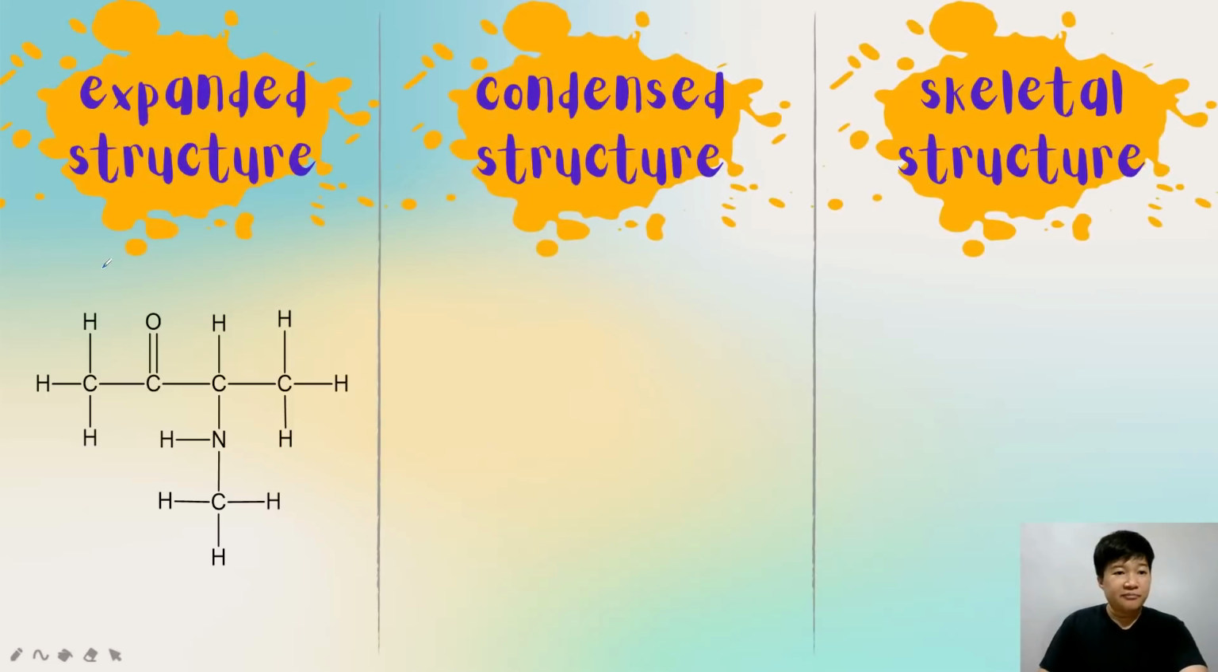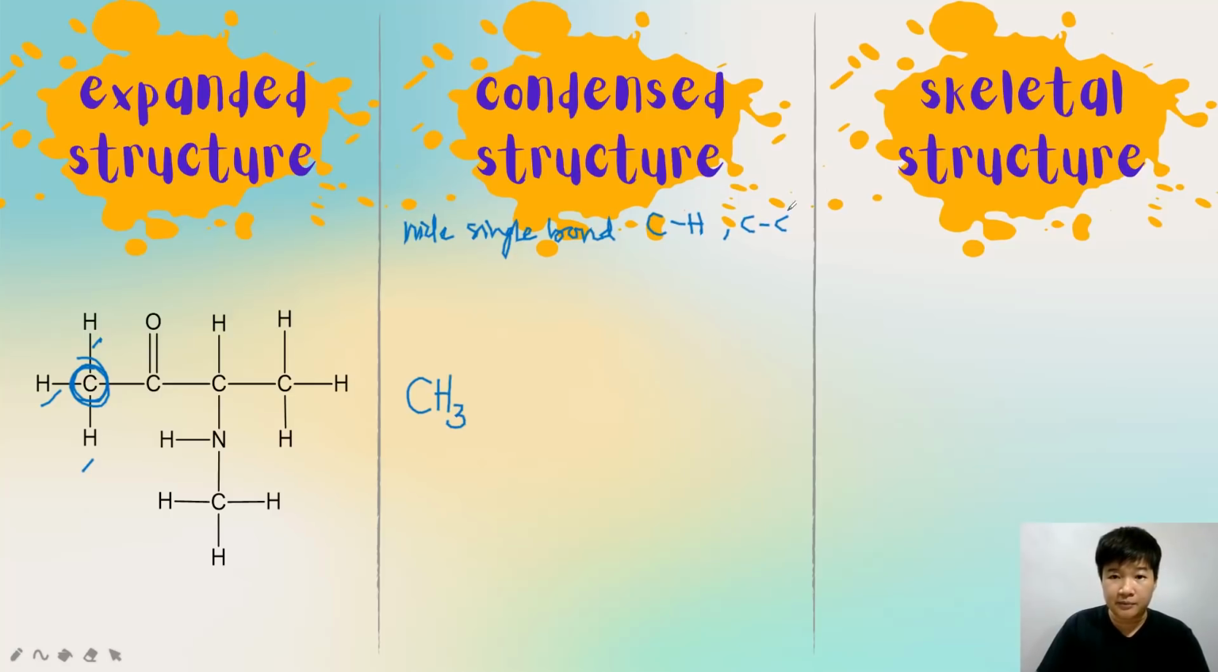Simple. Let's do a few examples. I have my expanded structure over here. We are going to change this expanded structure to the condensed and also to the skeletal. So let's see. My expanded structure starts, from the left, with this carbon holding hydrogen, hydrogen, hydrogen. So the condensed should start off with a CH3. Because in the condensed structure, we hide the single bonds between the carbon and hydrogen. So C single bond H, single bond H, single bond H will become CH3.